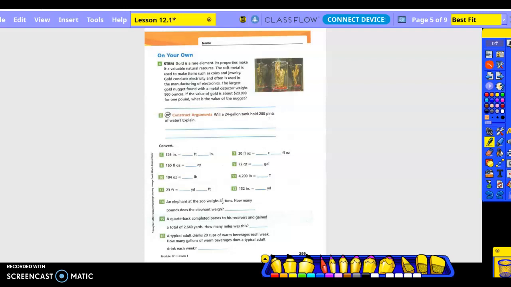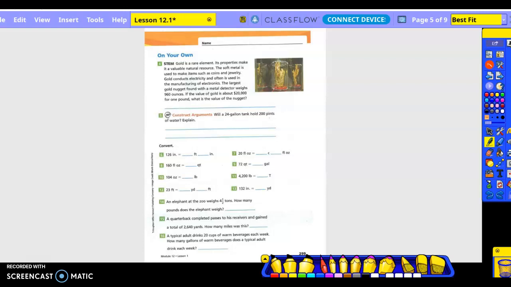Fifth grade math lesson 12.1 part 2, on your own. Number 4, STEM. Gold is a rare element. Its properties make it a valuable natural resource. The soft metal is used to make items such as coins and jewelry. Gold conducts electricity and often is used in the manufacturing of electronics. The largest gold nugget found with a metal detector weighs 960 ounces. If the value of gold is about $20,000 for 1 pound, what is the value of the nugget?